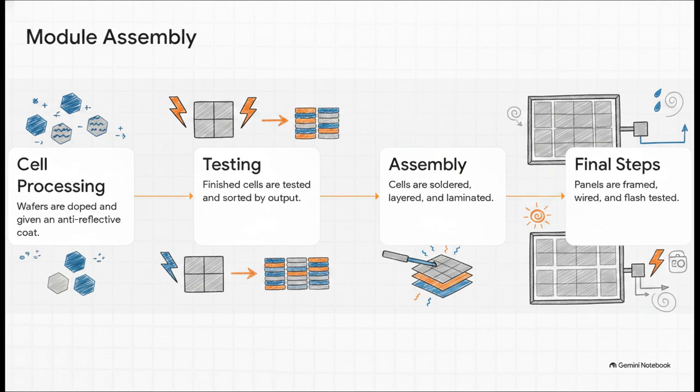Then, metal contacts are printed right on them. Each finished cell is electrically tested and sorted by performance. For assembly, they are soldered into strings, laminated under heat and vacuum to seal out moisture, and fitted with an aluminum frame. And right before leaving the factory, they undergo intense flash testing for power output and rigorous durability tests against wind, hail, and thermal cycling.